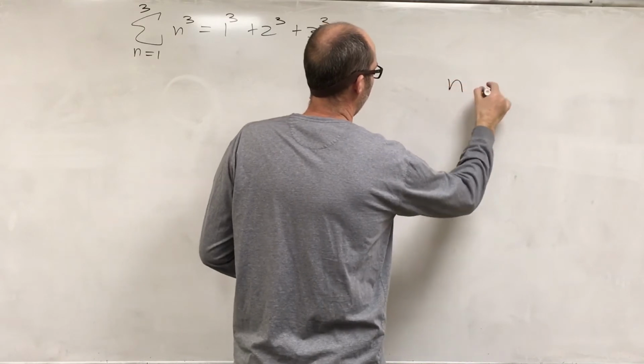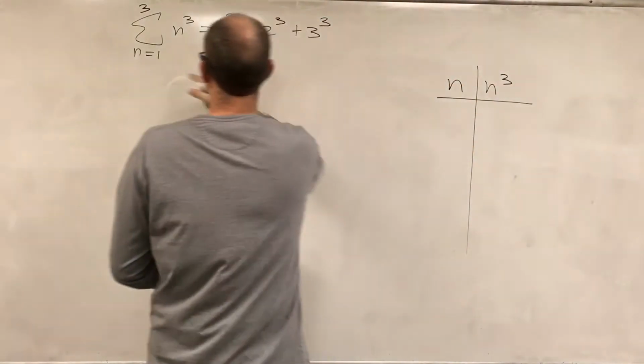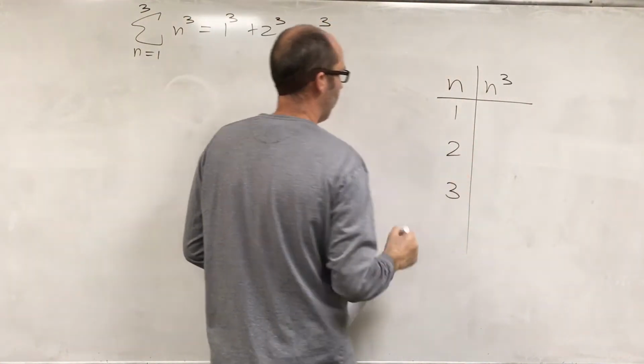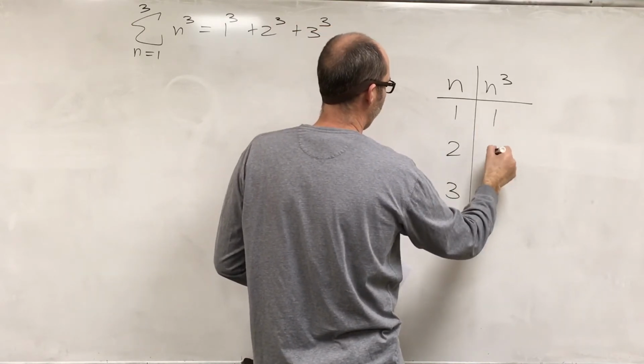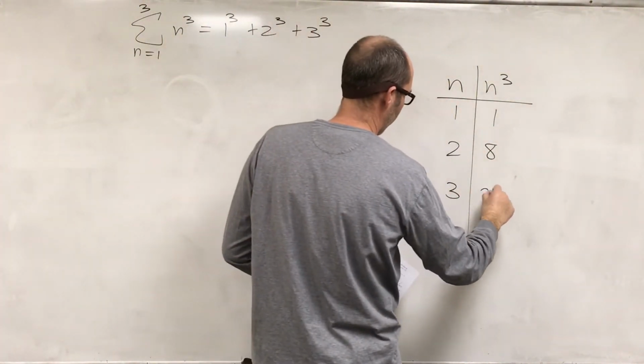We have n cubed, and we're starting at 1 and going to 3. So we have 1, 2, 3. 1 cubed we know is 1, 2 cubed is 8, and 3 cubed is 27.